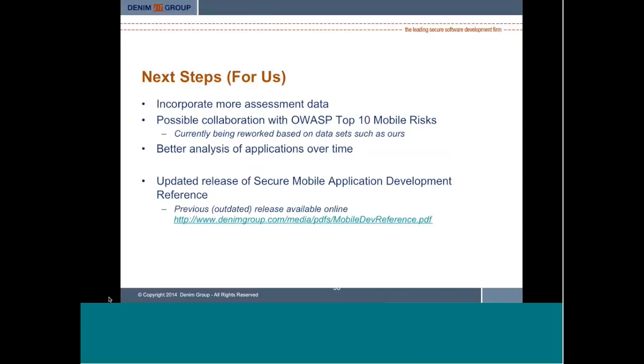Also, we released a secure mobile application development reference that looked across a number of different areas when you're building applications. How do I protect data at rest? How do I protect data in transit? How do I guard against or detect rooted or jailbroken devices? The previous version of that is a couple years old, and it's still available online, but it's a little bit dated, and we're working to update that later on. So keep an eye out on our social media and whatnot. We'll be releasing that again, and hopefully that'll be a valuable reference.